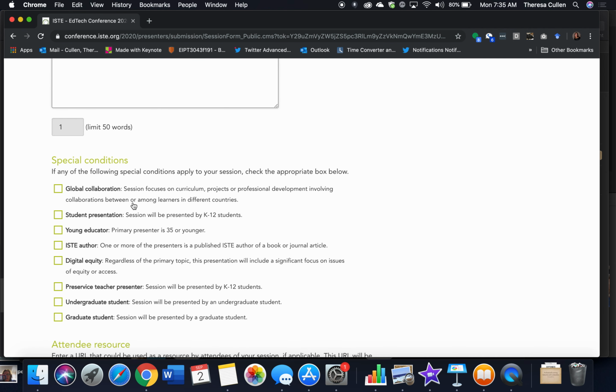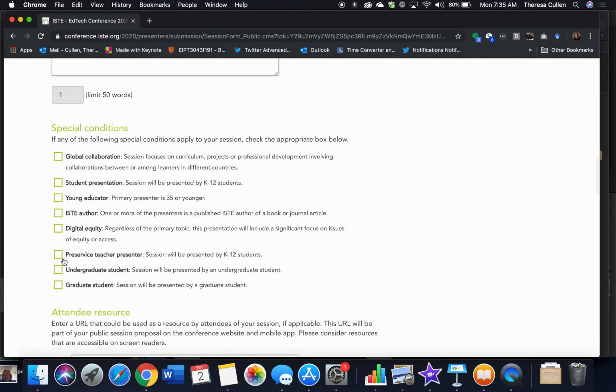And then any special conditions. Now here, global collaboration. Student presentation would be K-12 students. Young educator would be people under 35. An ISTE author, some focus specifically on digital equity.